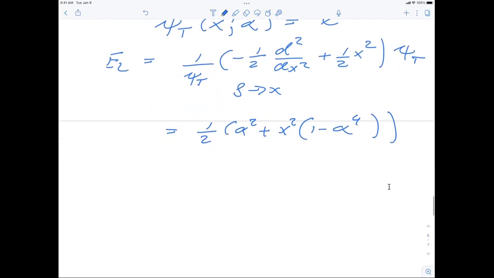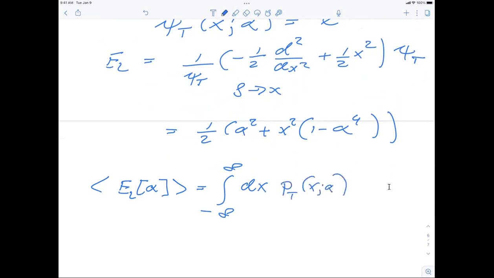Then, when we want to calculate the expectation value of the energy, we're calculating this expectation value here. So this is going to be an integral dx from minus infinity to plus infinity. I'm going to have the quantum mechanical trial wave function, which defines the probability distribution. So I will now have a P of t of x as a function of alpha, and multiplied with this local energy, which depends on x and alpha.